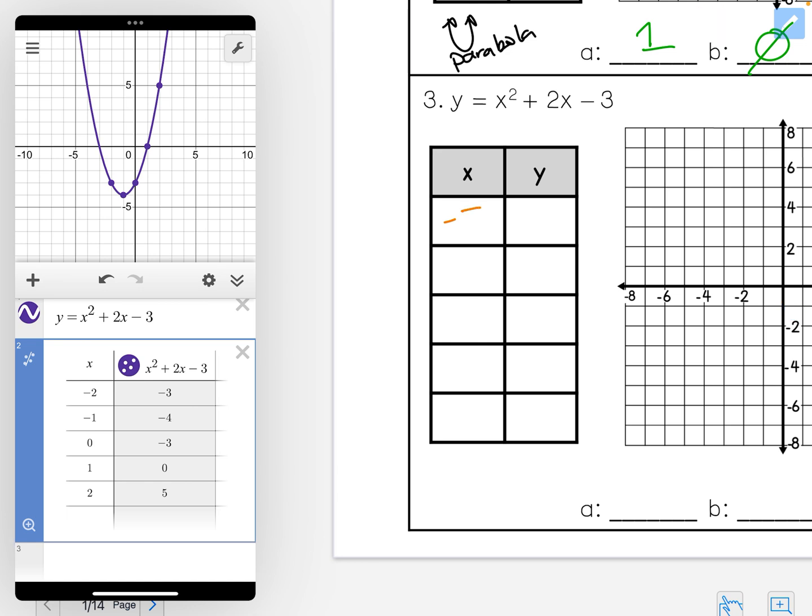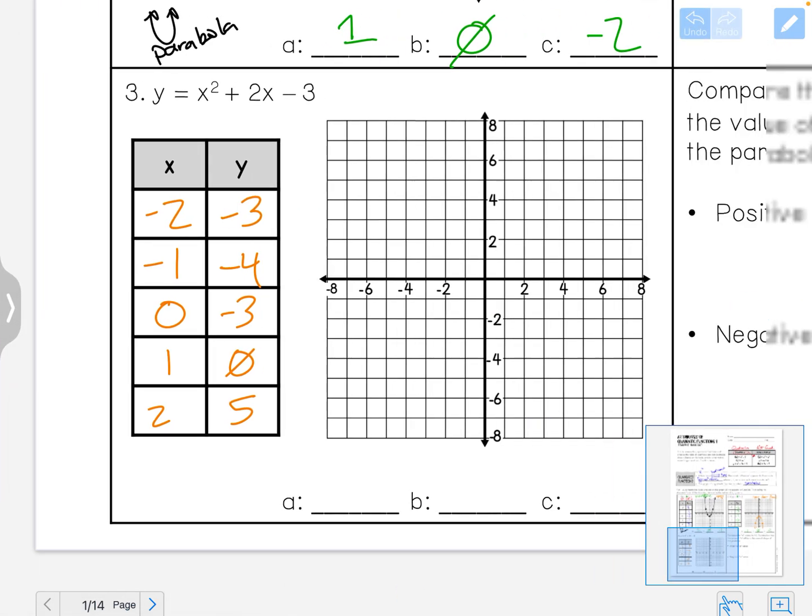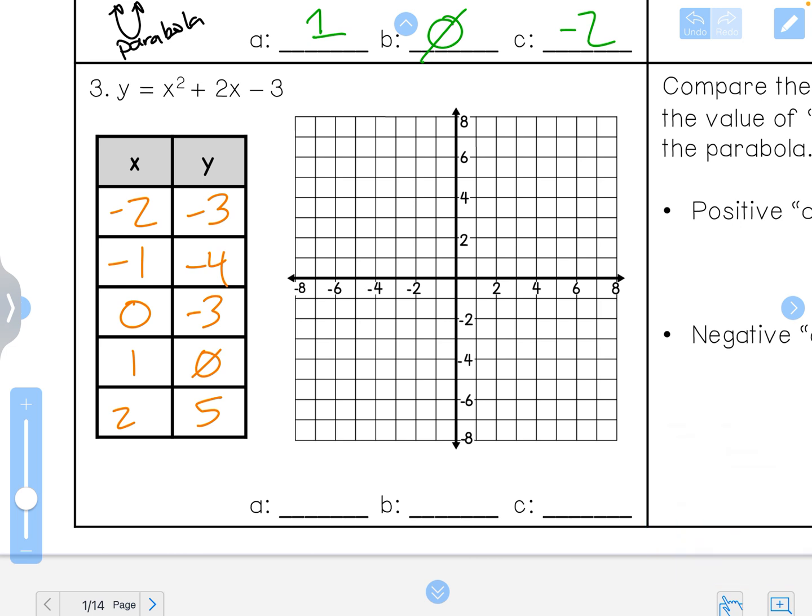Okay, so those values are going to work pretty good. So (-2, -3), (-1, -4), (0, -3), (1, 0), and then (2, 5). So our parabola should look something like this. And again, it's a smiley face.